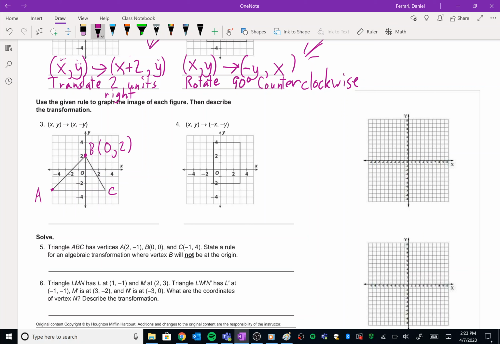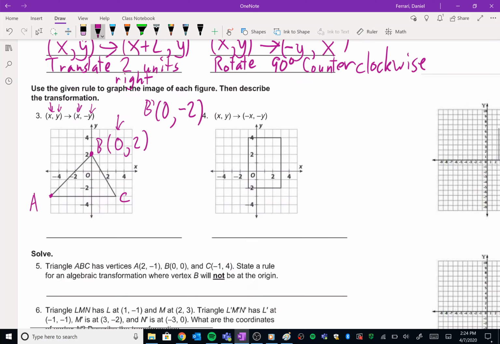Notice how if we follow this rule, my x coordinate will stay the same. So that means the 0, so when I do B prime, its coordinates, the x coordinate will be 0. And the y coordinate, on the other hand, we're going to take the y and make it its opposite. We're going to make it its negative. So the negative of positive 2 is negative 2.